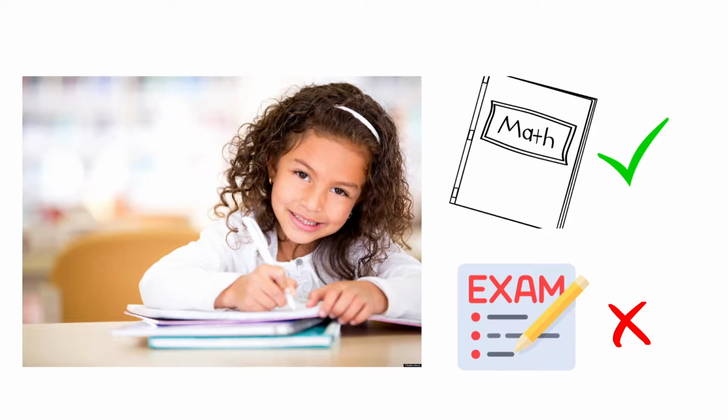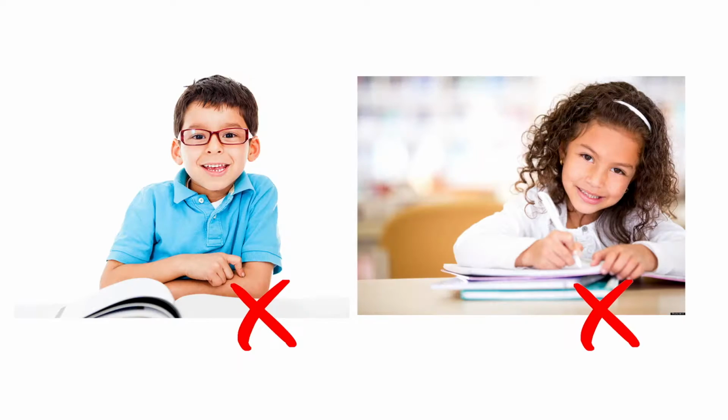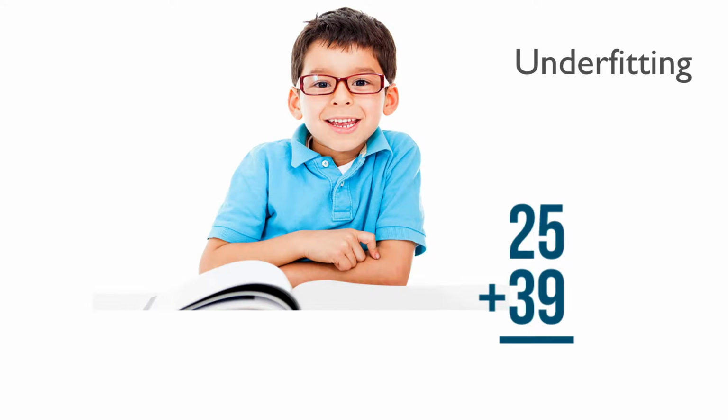On the other hand, Mary will only be able to answer questions if they were from the same textbook which she had memorized. Mary will falter if she encounters any question which was not there in the textbook, or if the question comes from any other textbook. Both Tom and Mary will not be able to perform well in the exam. Machine learning algorithms also have similar behavior.